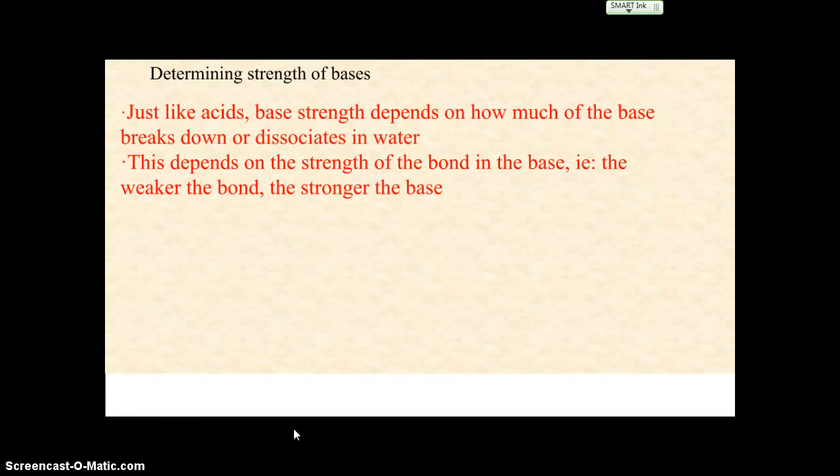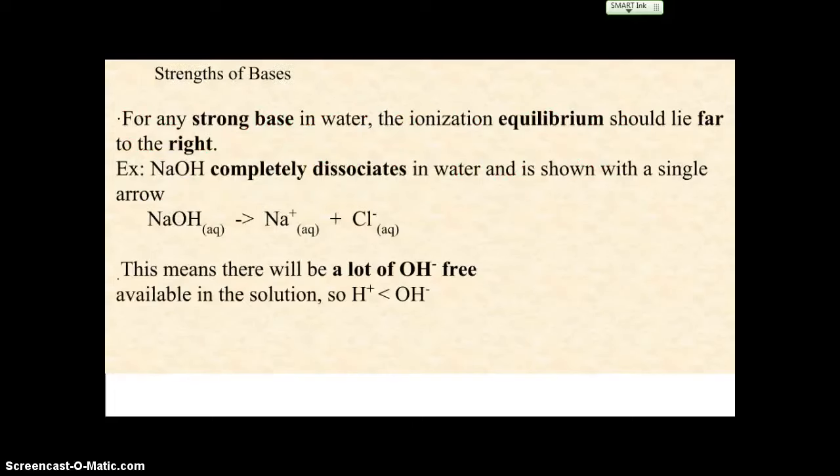So strength of bases is very similar to strength of acids. It depends on how much of the base breaks down or dissociates in water. That's going to depend on the strength of the bond. So again, the weaker the bond, the stronger the base, or the stronger the bond, the weaker the base. For a strong base, the ionization equilibrium will lie far to the right. And so, for example, NaOH completely dissociates in water. So we show that with just a single arrow.